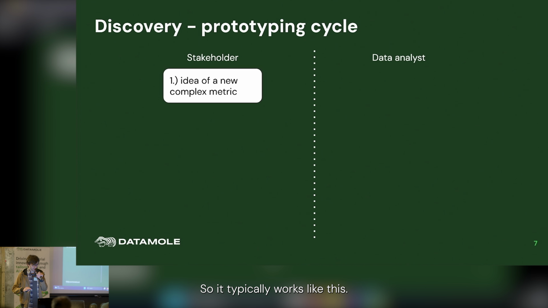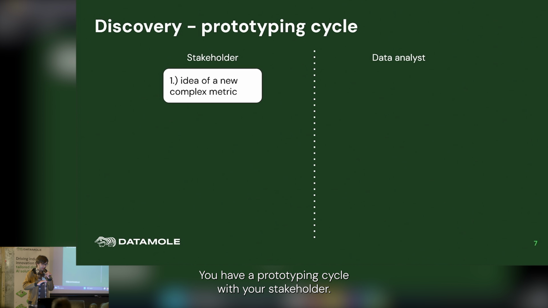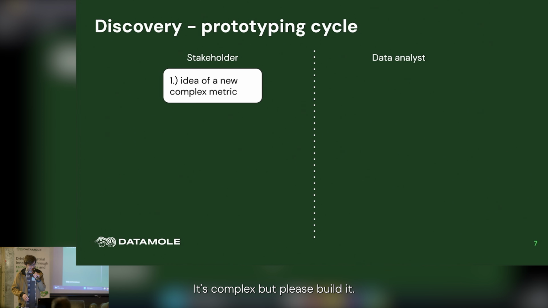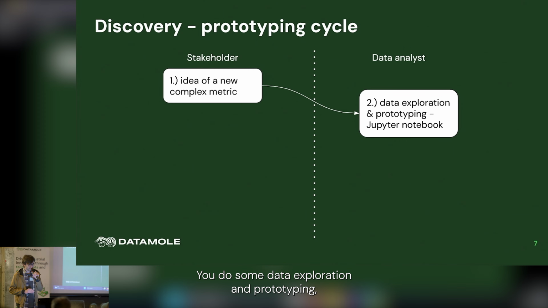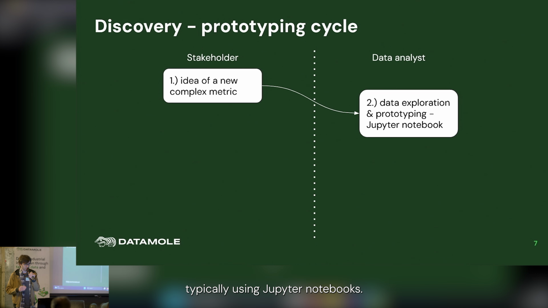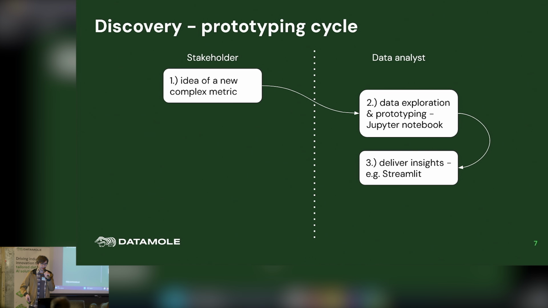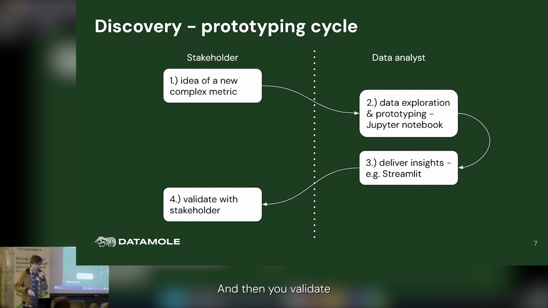It typically works like this. You have a prototyping cycle with your stakeholder. The stakeholder says, well, I want this metric. It's complex, but please build it. Then it lands on your table. You do some data exploration and prototyping, typically using Jupyter notebooks. And then you take your code and rewrite it into some kind of dashboarding app, for example Streamlit. And then you validate with your stakeholder whether this is what he wants, the prototyping cycle.